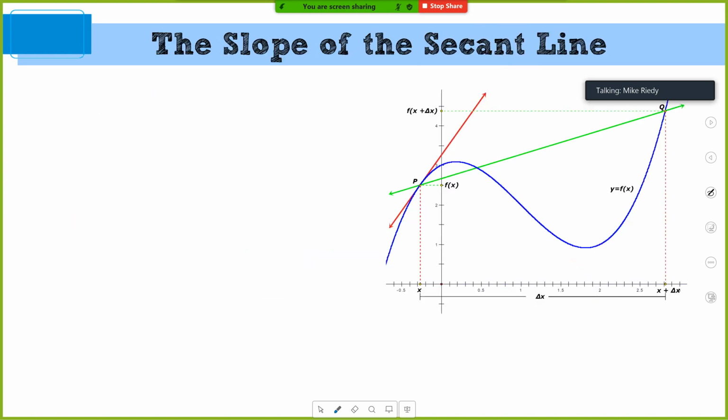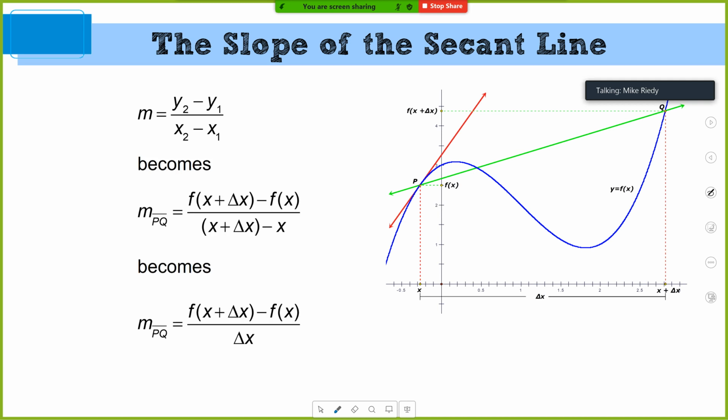Okay, so here's my picture again. And again, PQ is the secant line. We want to find the slope of the red line, but by looking at that picture, you can see I can't do that because I don't have 2 points. I only have the 1 point P. I need something else. Okay, moving on. What happens when you move Q closer to P?